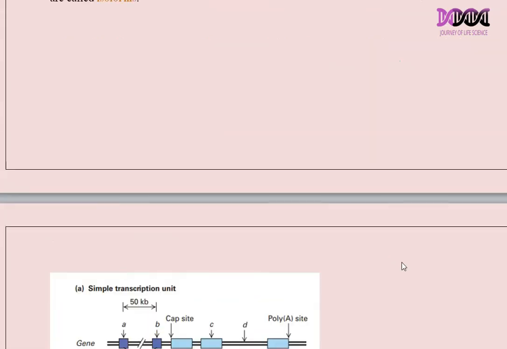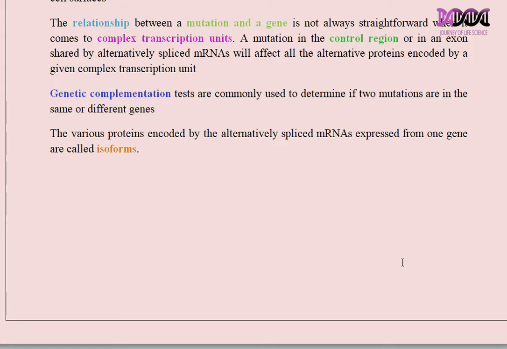Genetic complementation tests are commonly used to determine if two mutations are in the same or different genes. With the help of genetic complementation we can determine whether two mutations occurred in the same gene or in different genes. That we have already seen in the genetics lectures on the Academy platform.